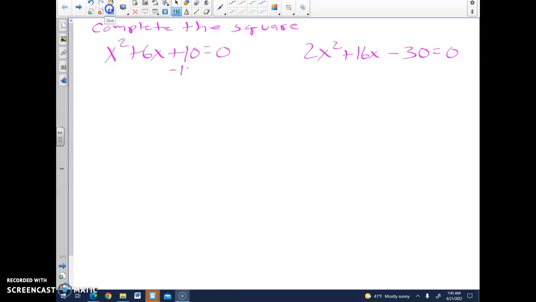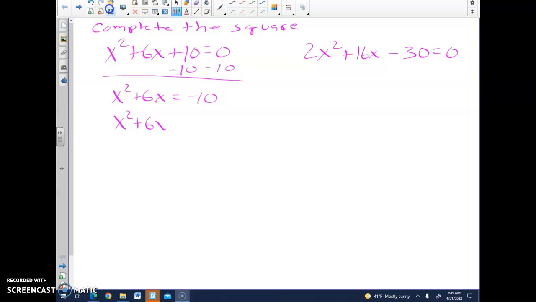First step, we're going to move the 10 over. And we're going to get x squared plus 6x equals negative 10. Now I'm going to take half the 6 and square it.